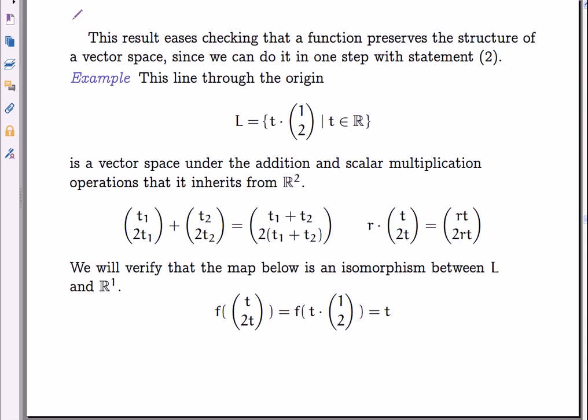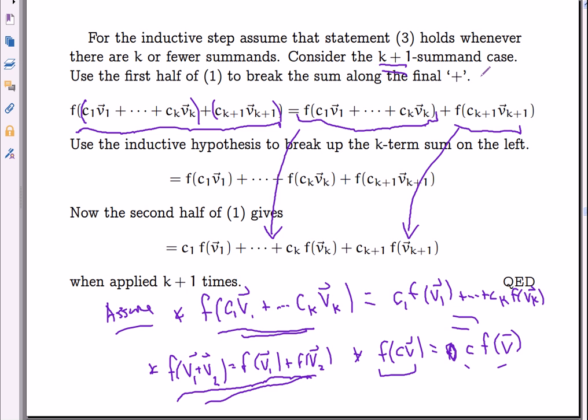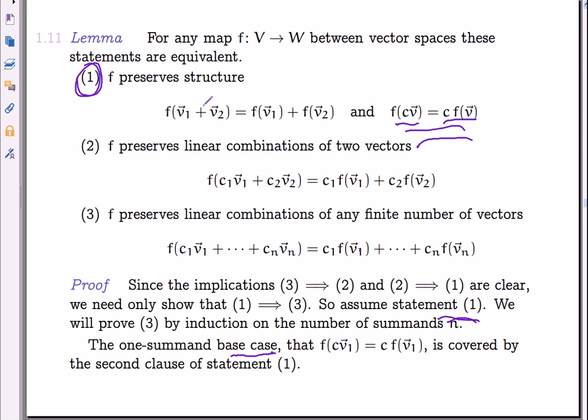Now, this result makes it easier to check that a function preserves the structure of a vector space, since all we have to do is show that the function preserves linear combination. Remember, statement 2 simply says that f preserves linear combination. So we can do an example here.